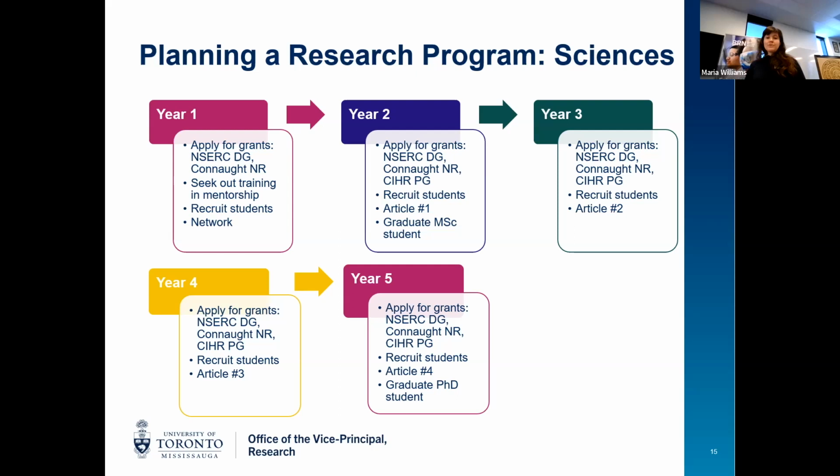Later on, you might also consider applying for a CIHR Project Grant. And again, I'm not saying you can't apply in your first year. They just tend to favor work where there's a lot of preliminary data. And so it might be difficult to secure them earlier on. And finally, you'll probably be applying for grants, hopefully not every year, but fairly continuously, and you'll probably be continuously recruiting students, publishing articles, and around year 5, you might graduate your first PhD student.